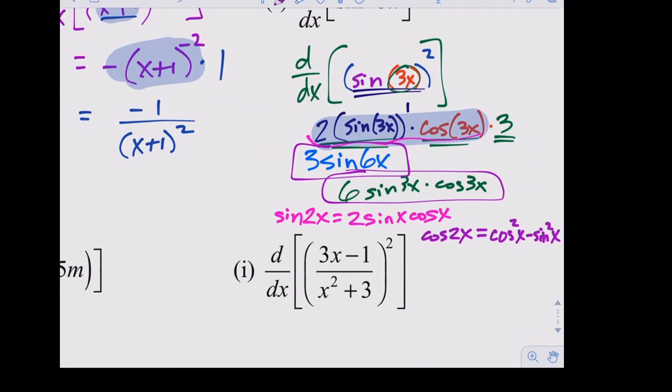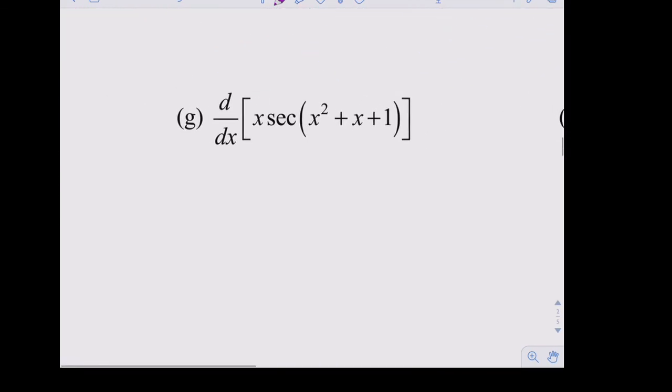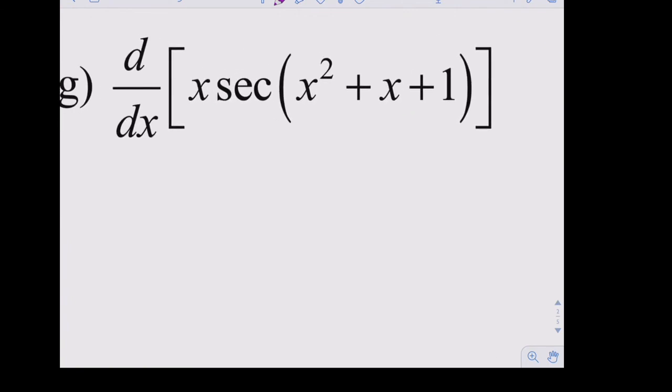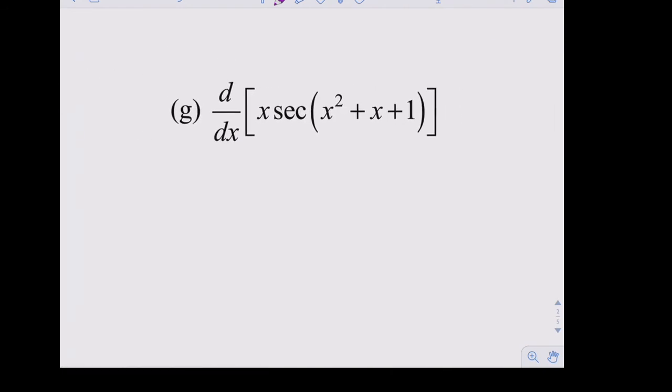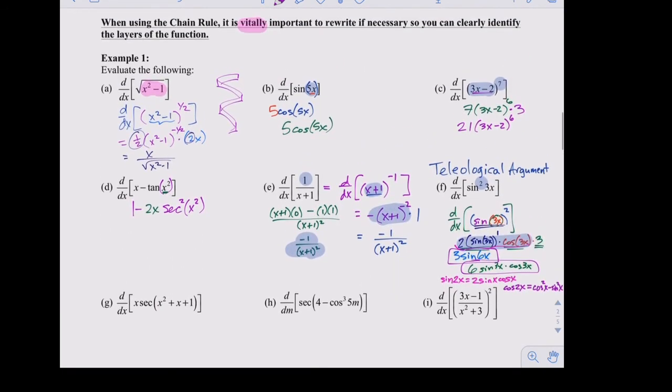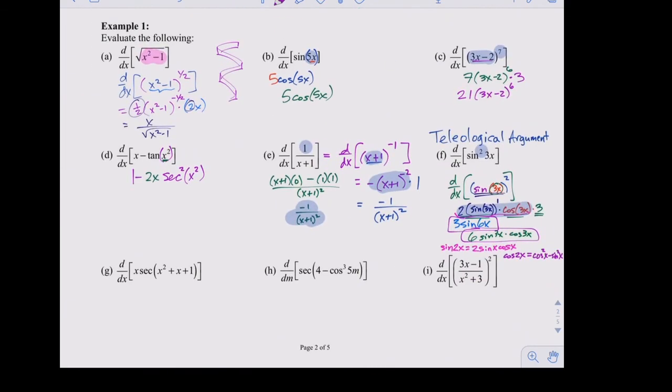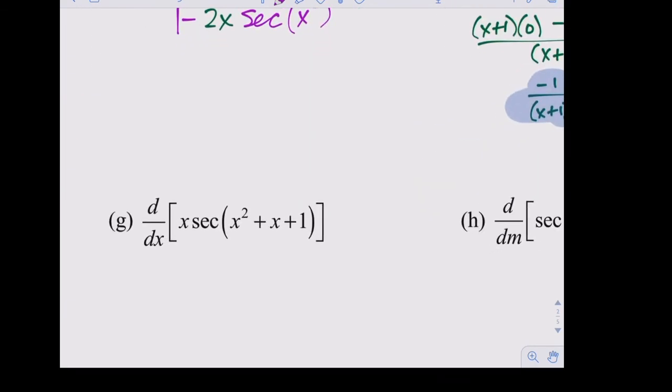How are we doing? We got a few minutes left. You feel like diving into this one or saving that one for another day? Let's save it. Let's save it. It is a Friday. Okay. We'll stop right there then. That's good. Just Google teleological argument. All right. So we'll stop right there and we'll pick up with G on Monday.